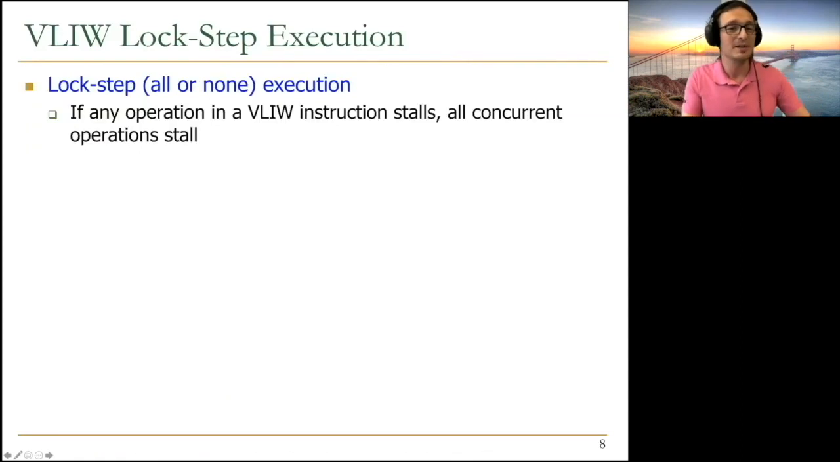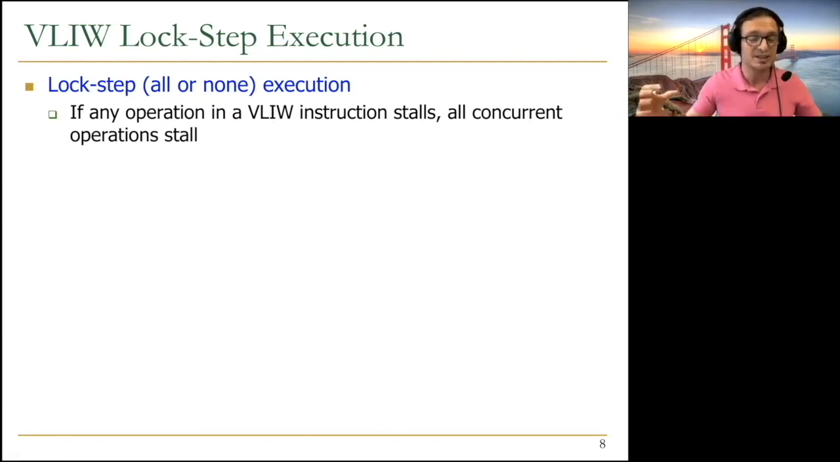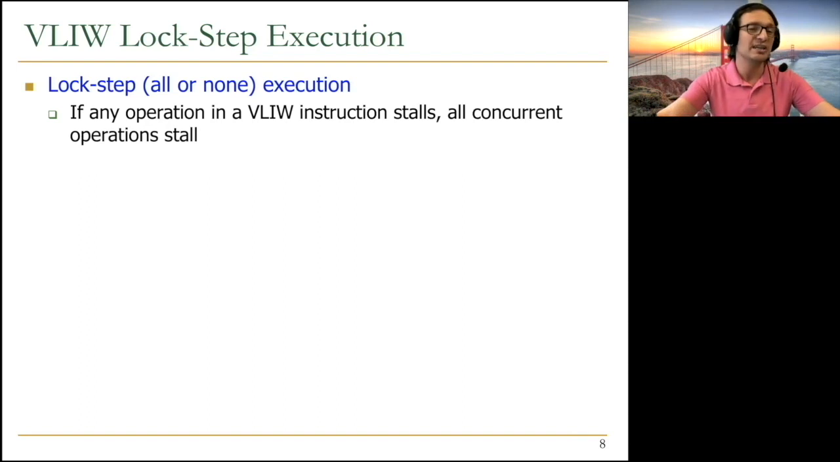Okay, so let's talk a little bit about lockstep execution. Lockstep means all or none, also all or nothing. Basically, if any operation in a VLIW instruction stalls, all concurrent operations need to stall. And again, this is based on the VLIW philosophy. We don't want to complicate the machine. We want to have this bundle of instructions, and we're going to treat them as a bundle. We cannot really break them into pieces. The machine treats them as a bundle. The compiler scheduled them nicely as a bundle. So they just flow through the machine without breaking them into pieces. That's the idea. That's why this is lockstep.